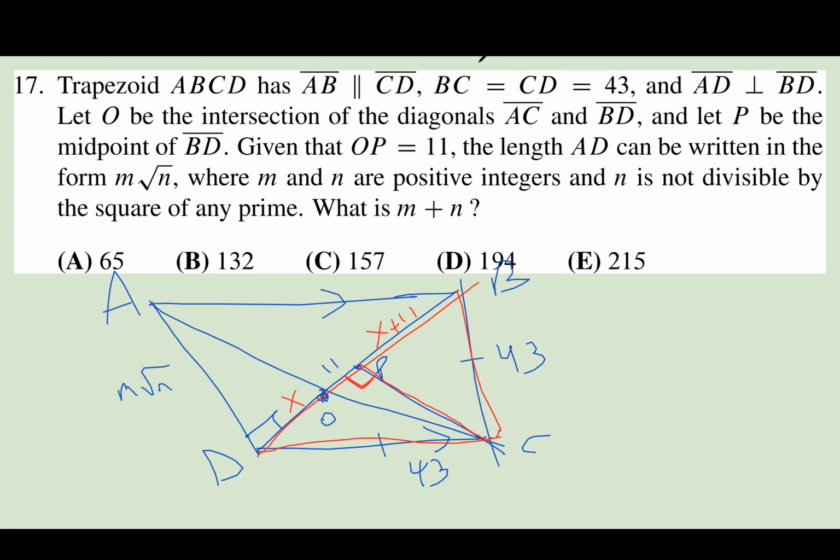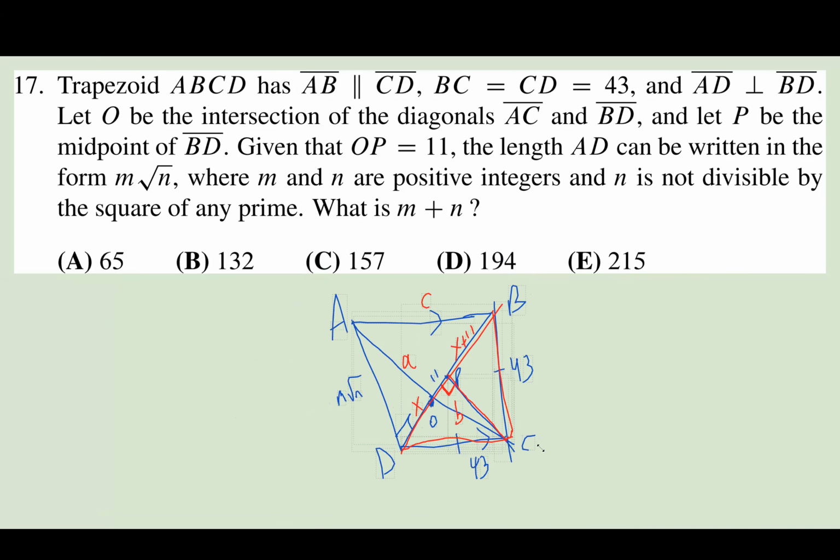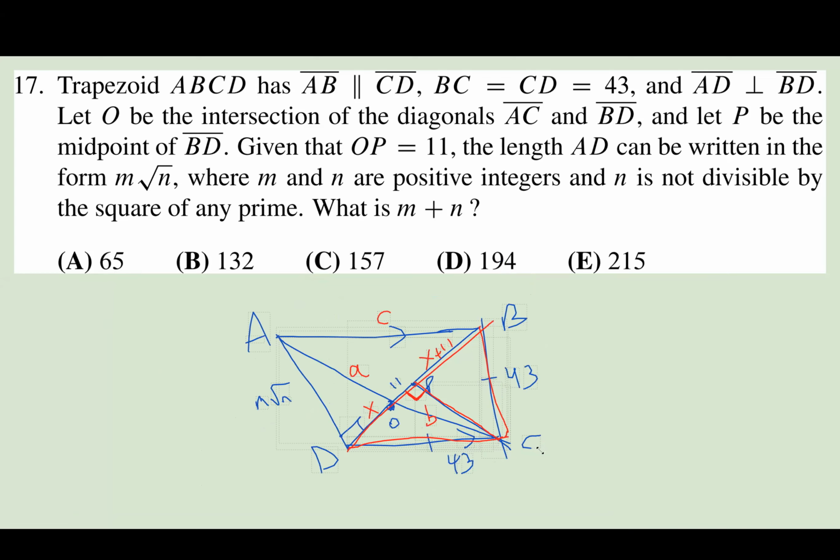So what I did was I set up a couple of unknowns. I called AO, I'll just call it A, right? So distance AO is A, OC I called B, and AB I called C, right? And I'm going to try to make this a little bit smaller because I'm going to need some room to do some algebra here.